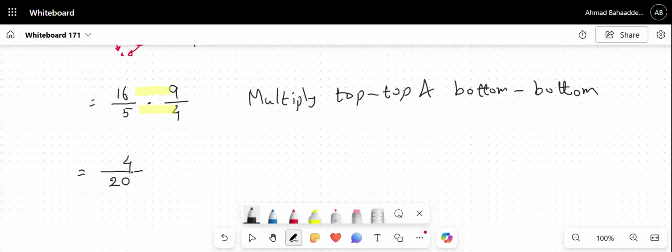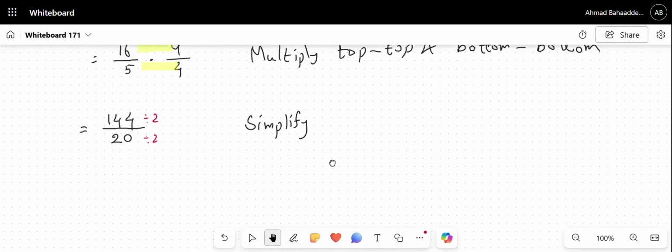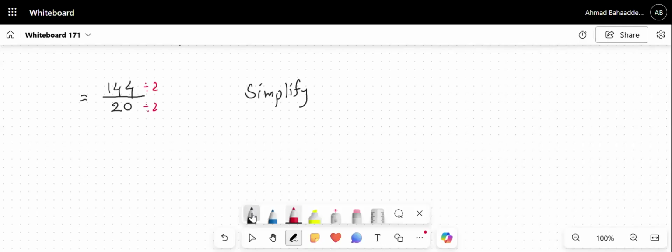So 144 divided by 20. Well, you can see, guys, we can simplify more here. Let's write down simplify. So let's divide the top by 2 and the bottom by 2 and see what's happening after that. If there is more simplification, we can do that. So 20 divided by 2 gives me 10, and 144 divided by 2 is going to give me 72.